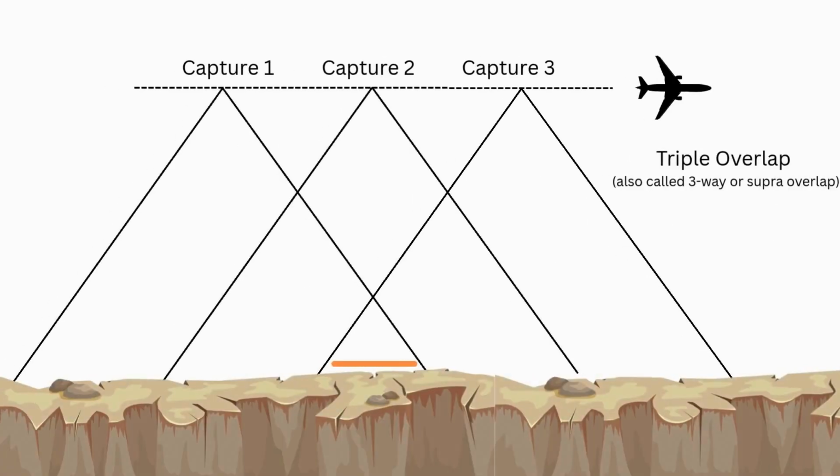3. Triple overlap, also called three-way overlap or supra-overlap. When a single point appears in 3 or more images, that's triple overlap, useful in hilly terrain or areas with vertical structures. This helps improve accuracy and reduces errors caused by shadows or sudden elevation changes.